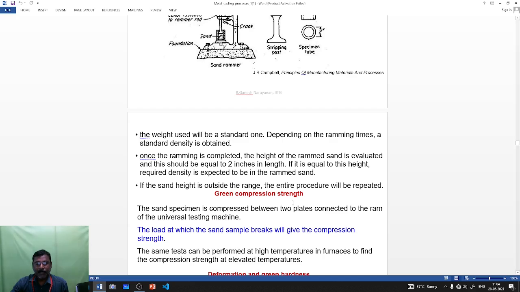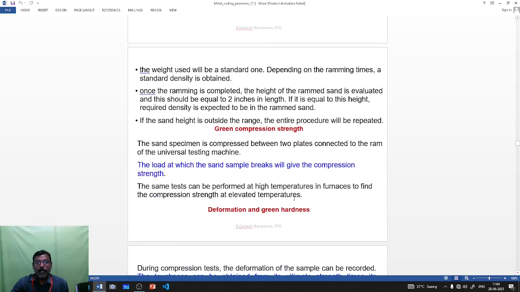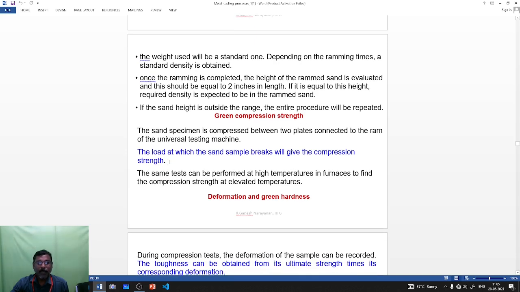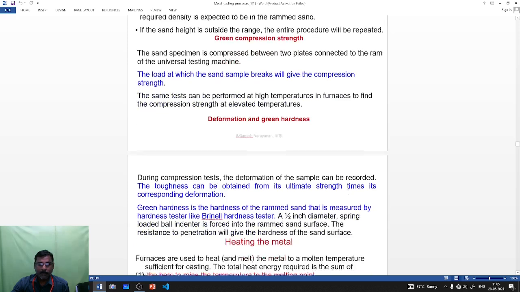For green compression strength, the sand specimen is compressed between two plates connected to the ram of a universal testing machine. The load at which the sand sample breaks gives the compression strength. The same test can be performed in a furnace at high temperature to find the compression strength at elevated temperatures.